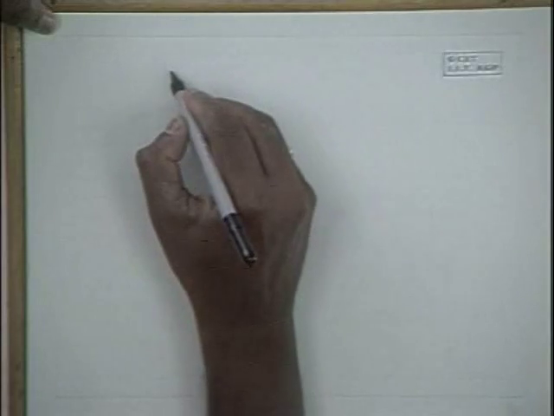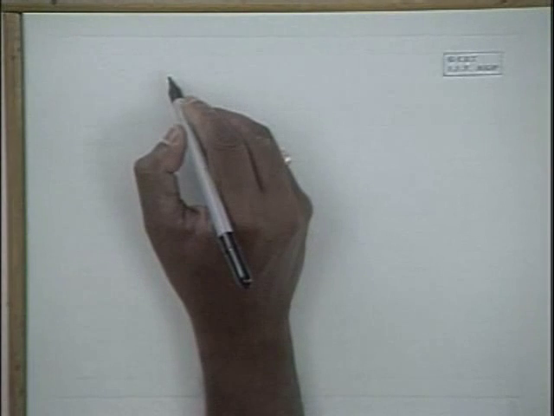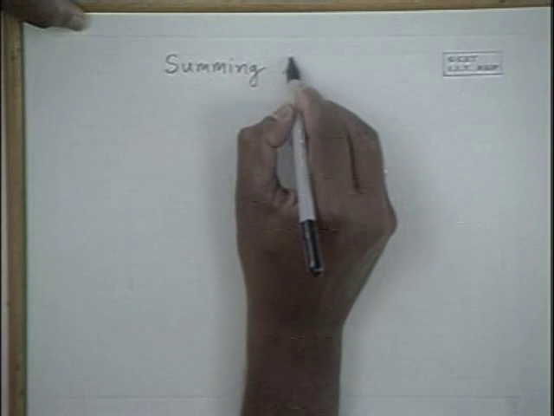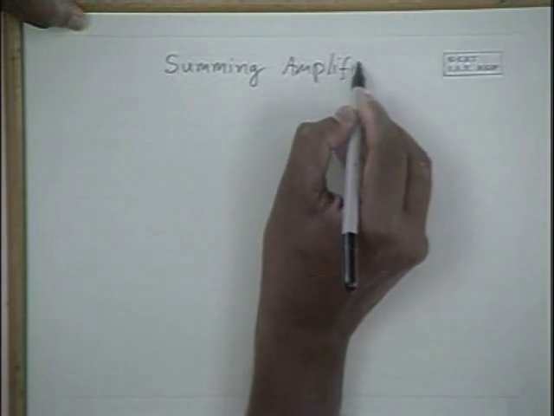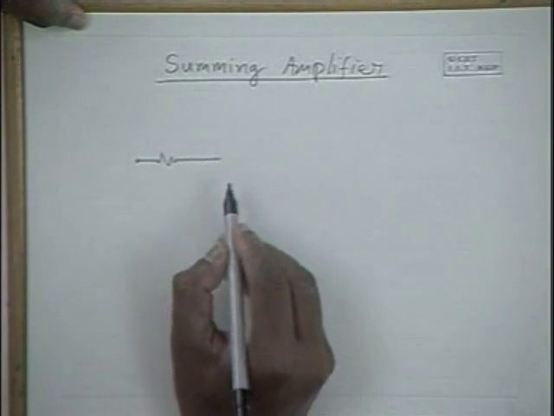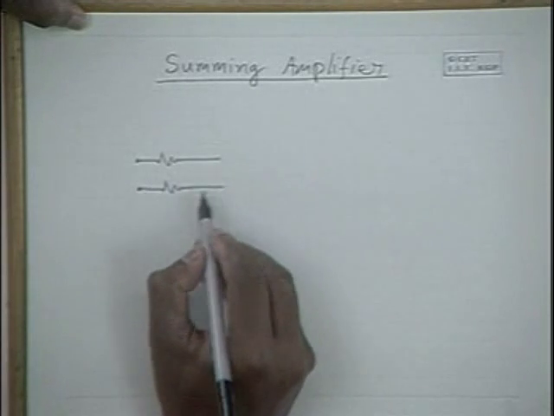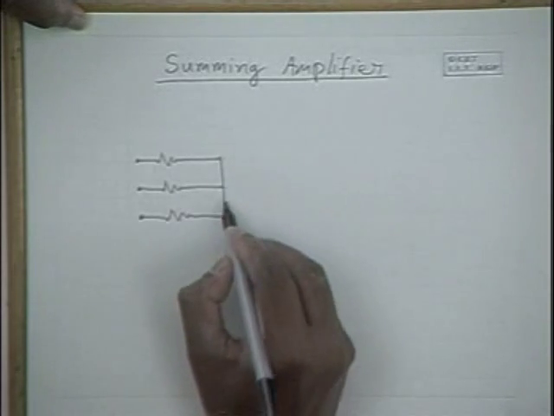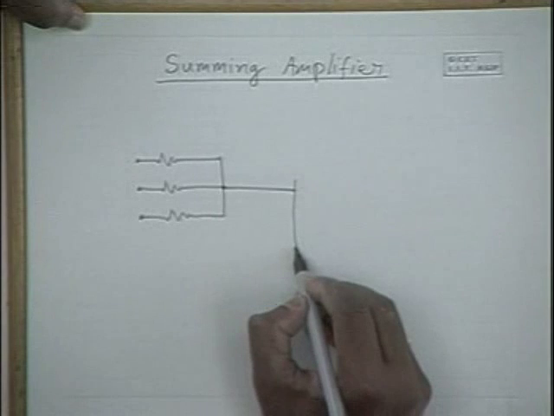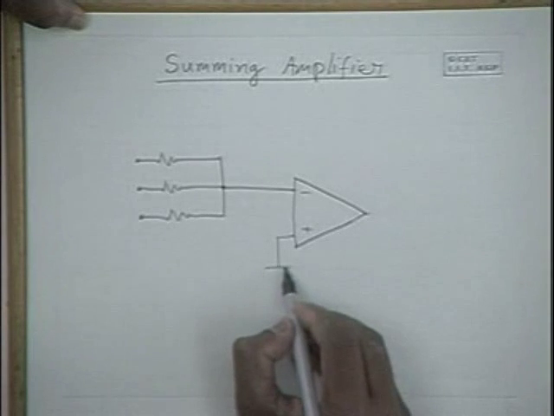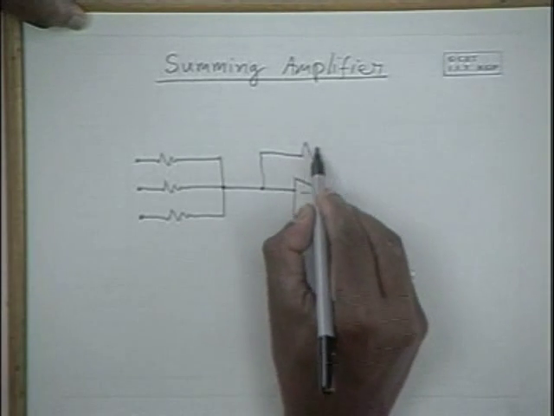Similarly, we can use the operational amplifier as a voltage adder, or we can use it as a summing amplifier. We can apply different voltages and sum them with different proportions using an operational amplifier. So, this is the circuit for a summing amplifier.